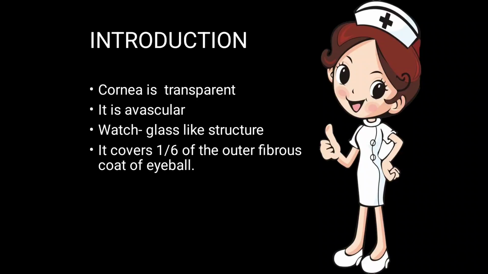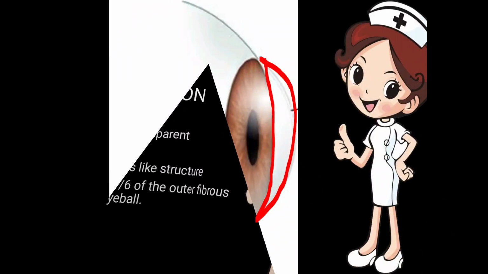There is no presence of any kind of blood vessel in the cornea because it is highly transparent in nature. It is a watch glass like structure. It covers the 1/6 of the outer fibrous coat of the eyeball. Now in the outer fibrous coat, two things are there. First one is the cornea and the second one is the sclera. Sclera covers the other part, and only 1/6 part of the eyeball is covered by the cornea.